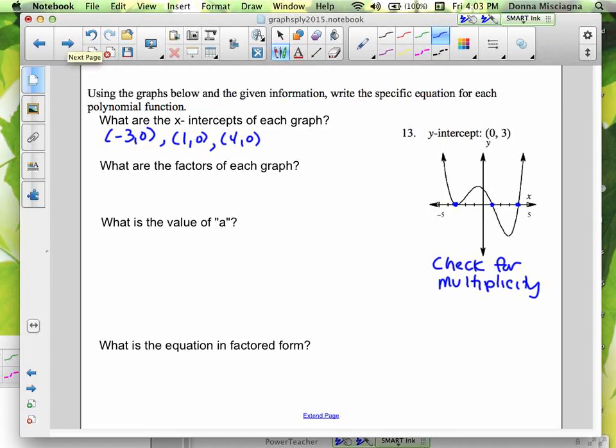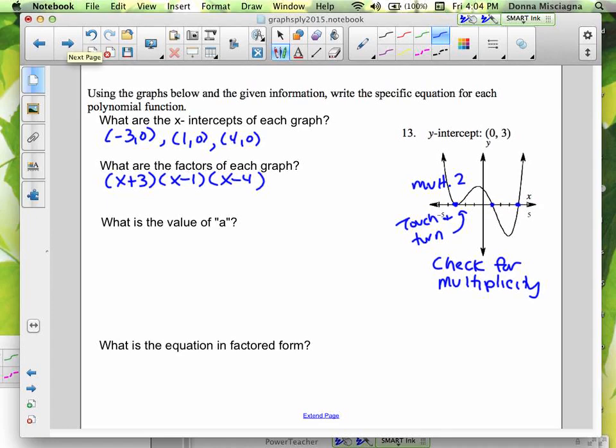All right, so notice here, we touch and turn. Right there, okay? So that means this is multiplicity 2. All right, so let's change our intercepts to factors. So we have, if negative 3, 0 is the intercept, x plus 3 is the factor. If 1, 0 is the intercept, x minus 1 is the factor. And if 4, 0 is the intercept, x minus 4 is the factor.